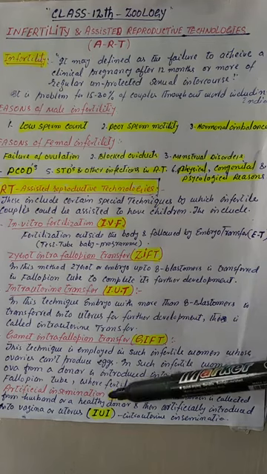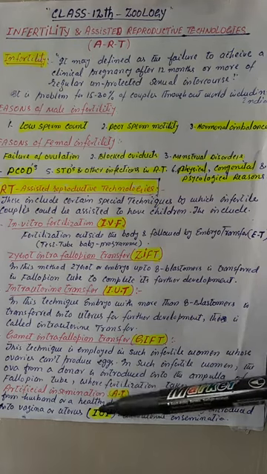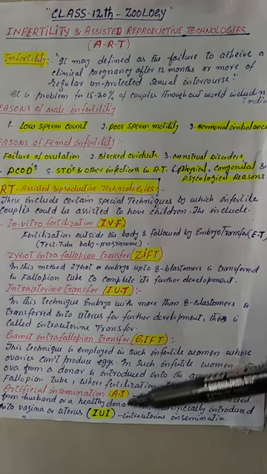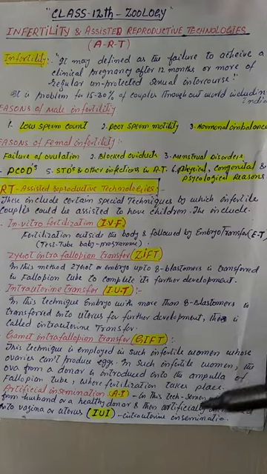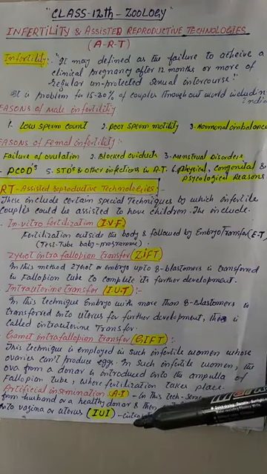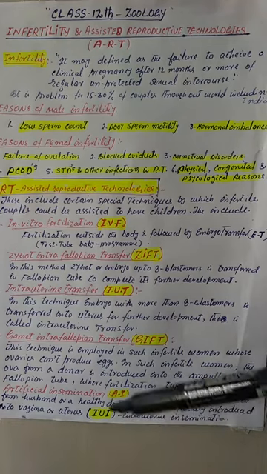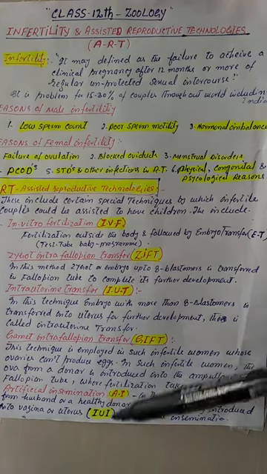Lastly, artificial insemination, abbreviated as AI. In this technique, semen is collected from the husband or a healthy donor and then artificially introduced into the vagina or uterus. That is why it is also called IUI, intrauterine insemination.